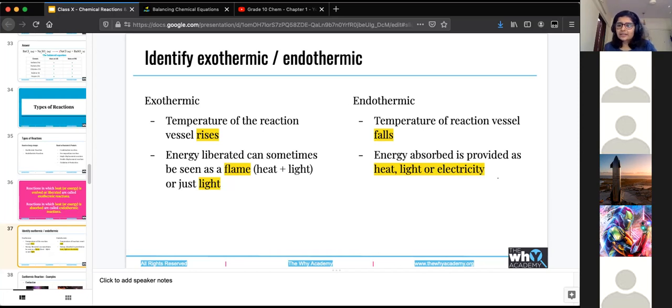Raghav is asking, we can identify exothermic by sound also, right? Yeah, absolutely. Why not? Explosions. If a boom is accompanied, that would happen because sound is a form of energy. If a reaction is violent, if it is loud, then that's also a form of exothermic. Crackling sound, yeah, absolutely. Hydrogen's pop sound, that's exothermic.